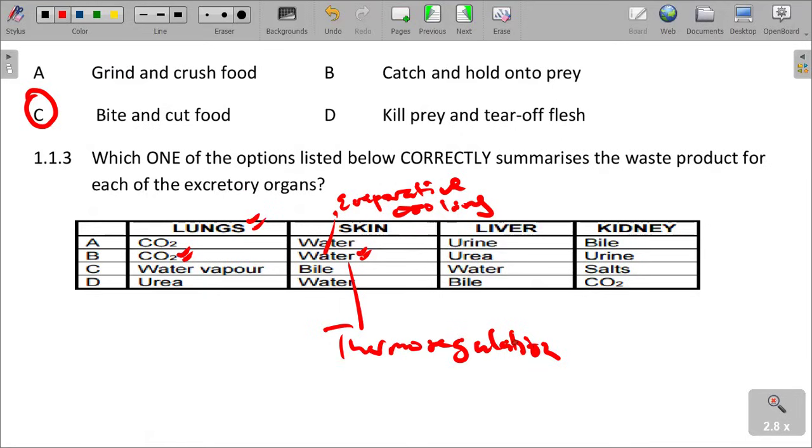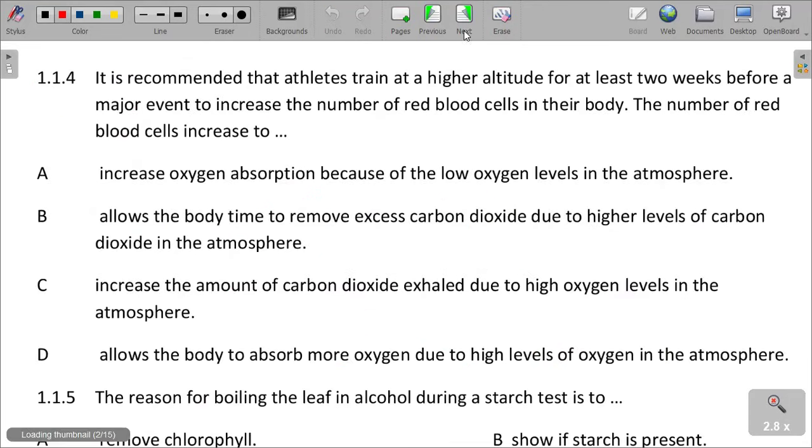I'm sure some of you have seen that already, but we are going to talk about the human response to the environment soon. And then the liver is responsible for urea, and the kidney, urine. So our correct answer is B, which is carbon dioxide from the lungs, water from the skin, urea from the liver, and urine from the kidney. So that is how it occurs, the waste products from various excretory organs.